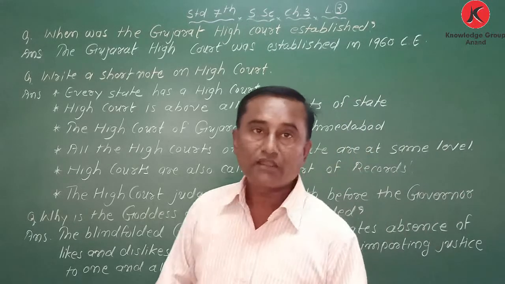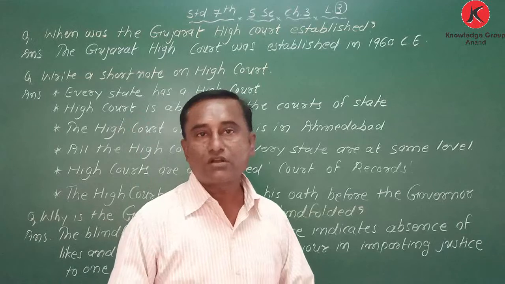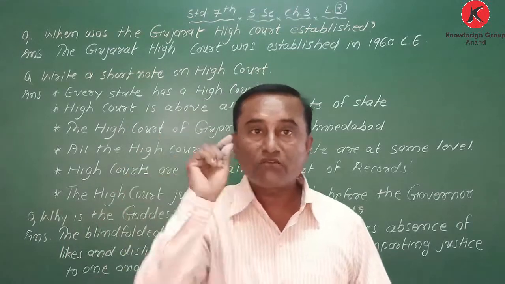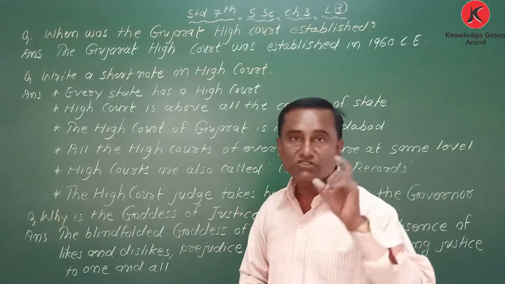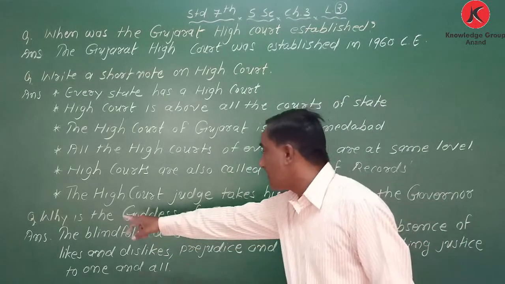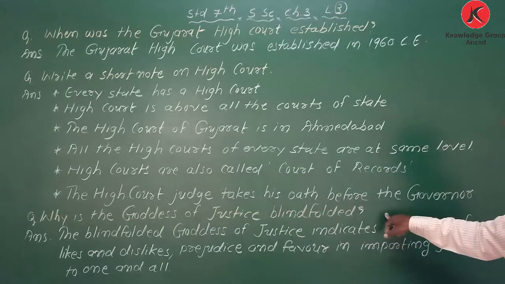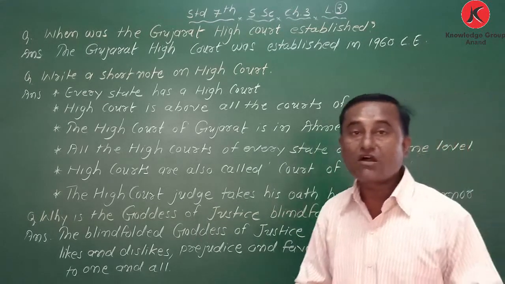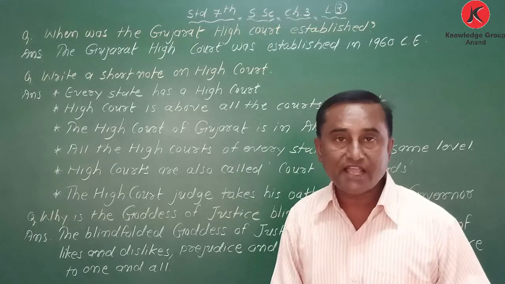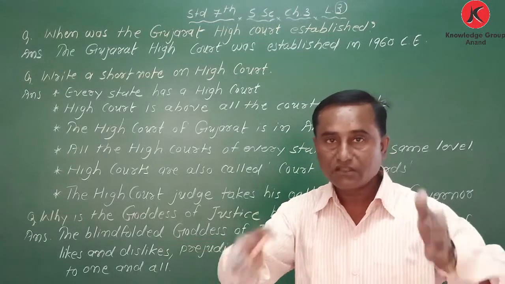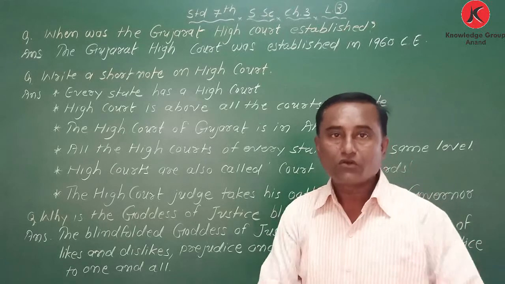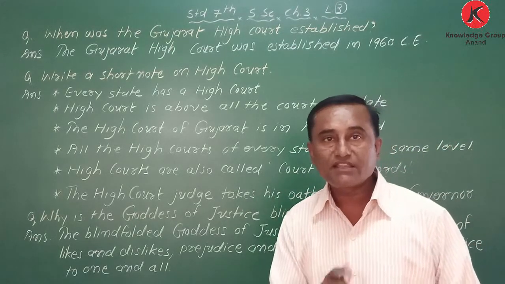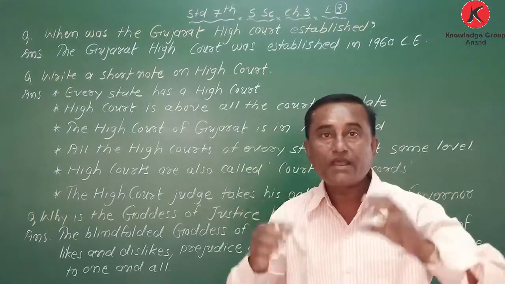Next one. We know that the goddess of justice is blindfolded, the statue that is blindfolded. But why is it blindfolded? Certain reasons are there. The eyes are covered without favoring anyone. Likes, dislikes, whatever is there, they don't consider and they give a proper verdict, not in anyone's favor. According to whatever proofs are there, they give judgment. That's why it is called blindfolded.